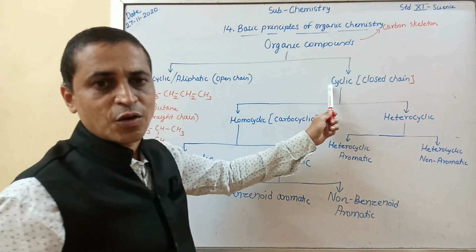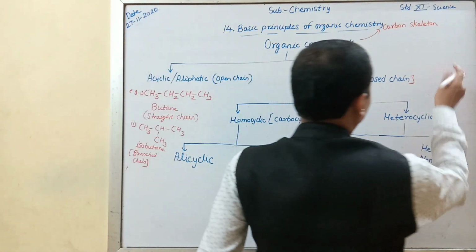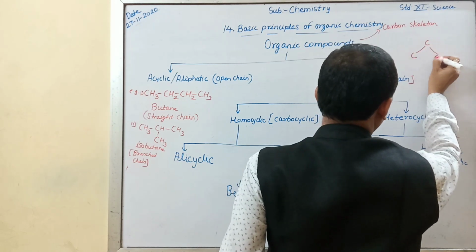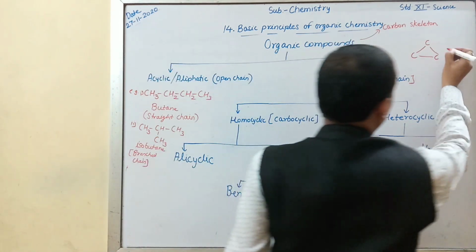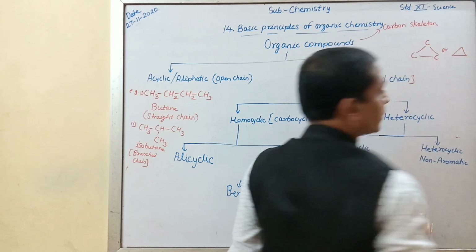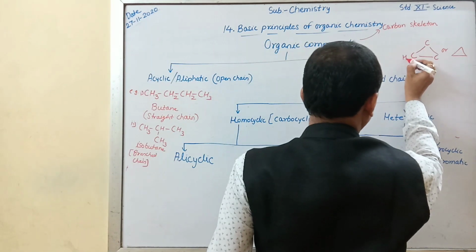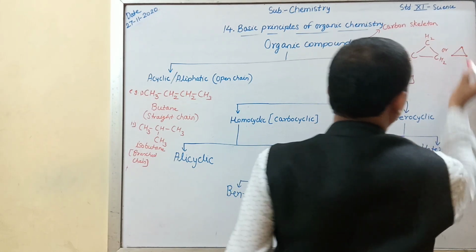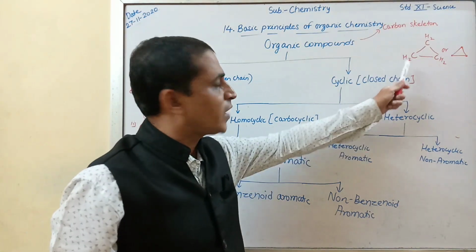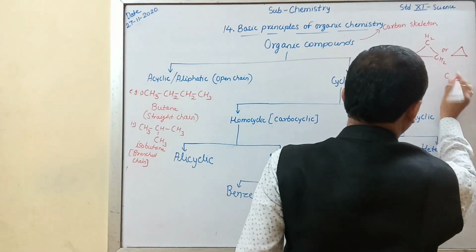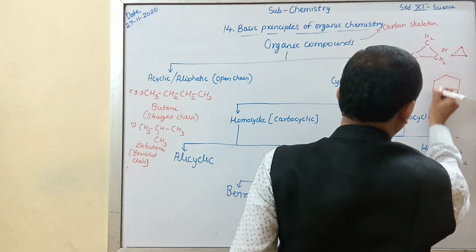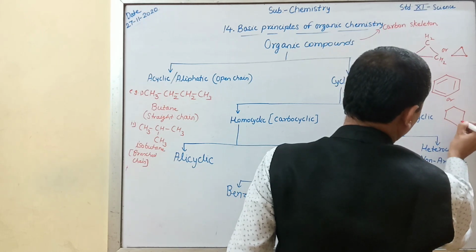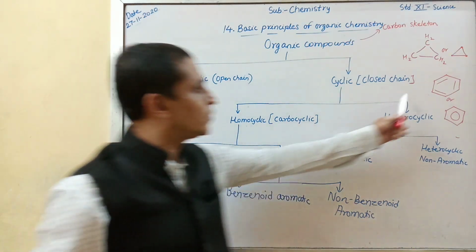Now come to cyclic or closed chain. If I take 3 carbon atoms and put them in this manner, then it is what? Cyclic, or it can also be shown this way. Put here H2C, H2C, H2C. Means it is CH2, CH2, CH2. So these are what? Cyclic compounds. Or take 6 carbon atoms, or take this benzene. You are familiar with benzene, or you can write this in this manner. So it is what? Benzene. It is also closed chain.